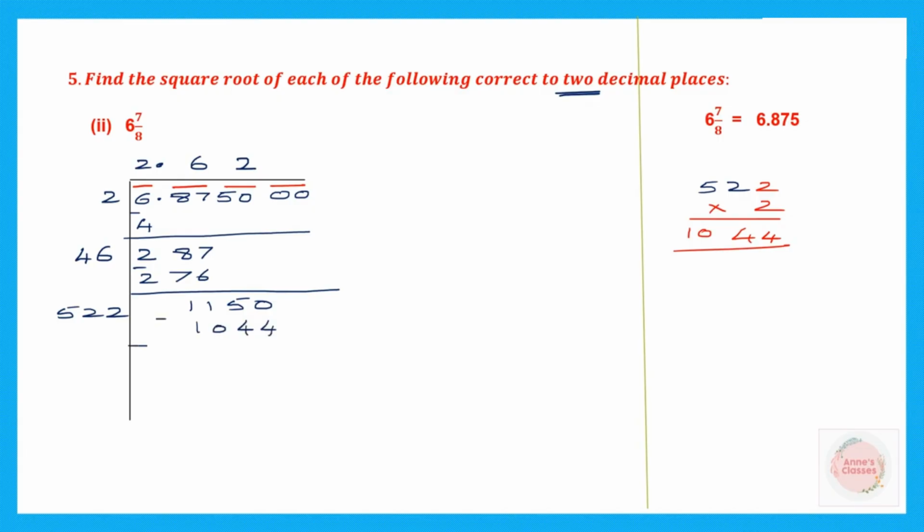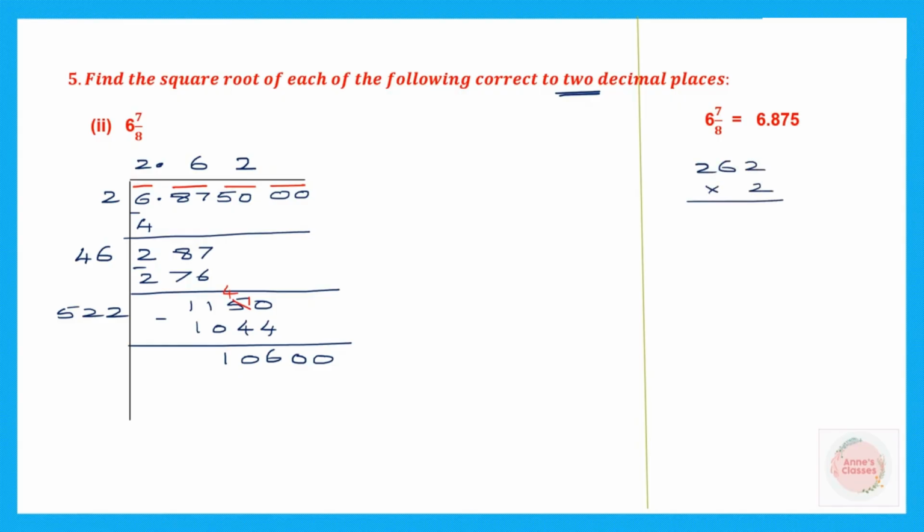So that becomes 1044, minus, borrow from here. So this is 4 and 10. 10 minus 4 is 6. Then here we have 0, 1. Now bring down the next pair, that is 2 zeros. Now we have 262. Let's double it.